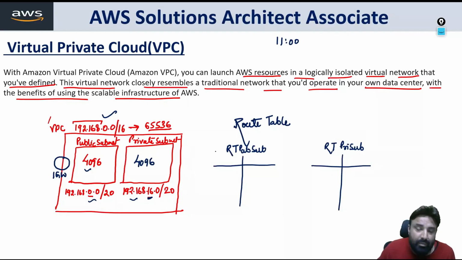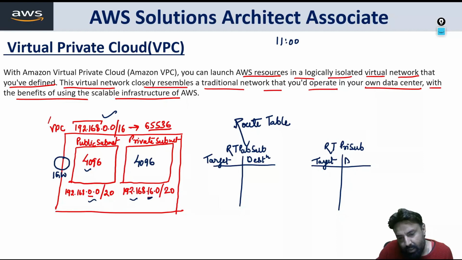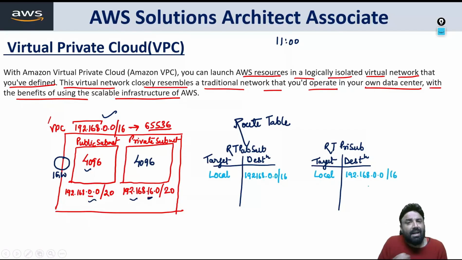Okay. So every route table has two entries. One is called target and one is called destination. Now I'm going to make entries over here. In the route table of the public subnet, I say target local and destination 192.168.0.0/16. And in the route table of the private subnet, I'm writing target local and destination 192.168.0.0/16. Now you must be again confused.